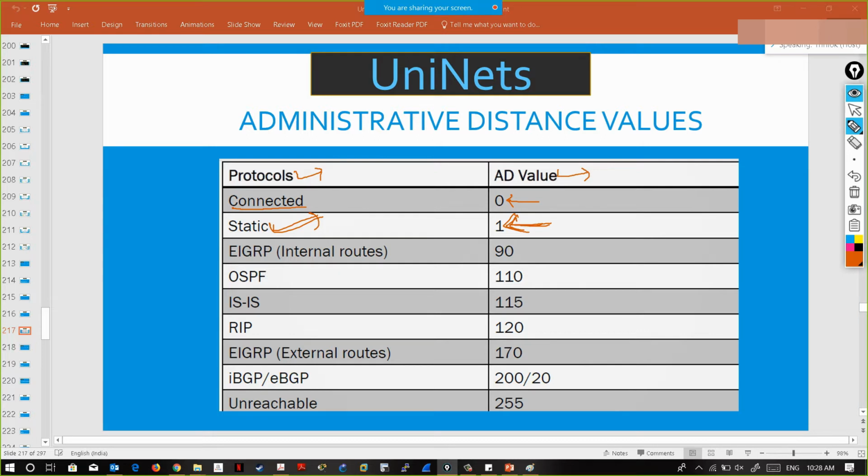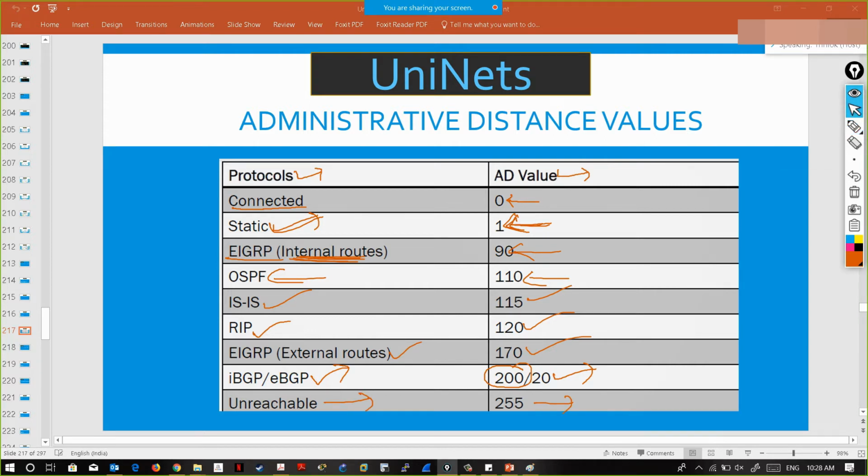AD value 1. For internal routes of EIGRP, the AD value will be 90, OSPF 110, ISIS 115, RIP 120, external EIGRP 170, IBGP 200, EBGP 20, and unreachable would be 255, right?